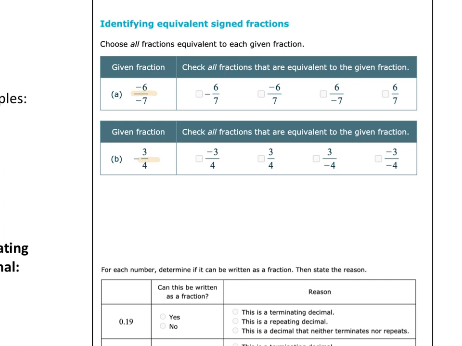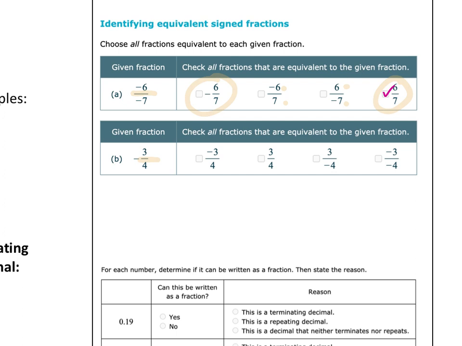We know that this one is not positive. We know that this one's a negative divided by a positive, which is a negative. Now this is a positive divided by a negative, which is a negative. And this one's a positive divided by a positive, which is a positive. So really the only one that works for this is this one, because this one comes out to be positive 6/7, and the other ones do not. Only this one here comes out to be positive 6/7.